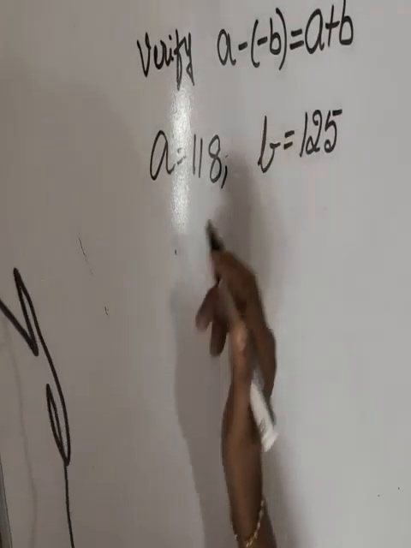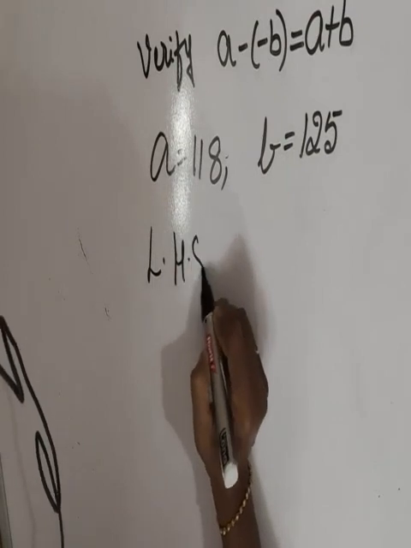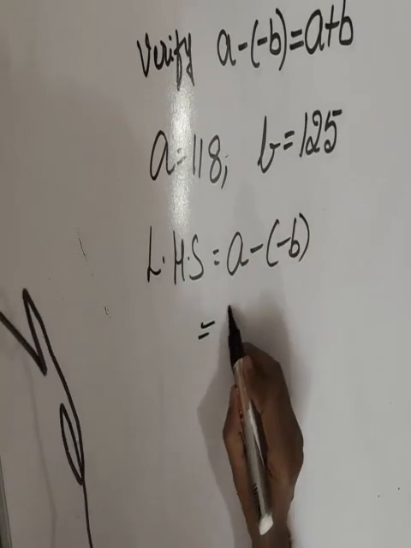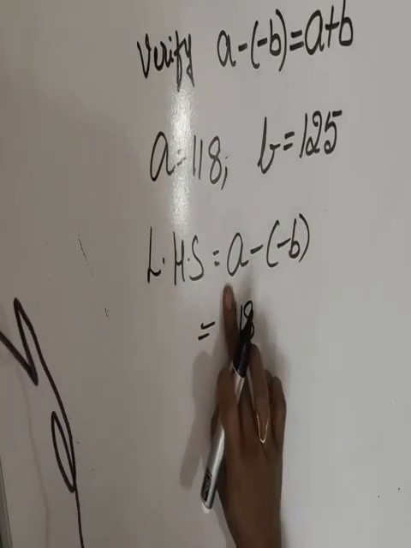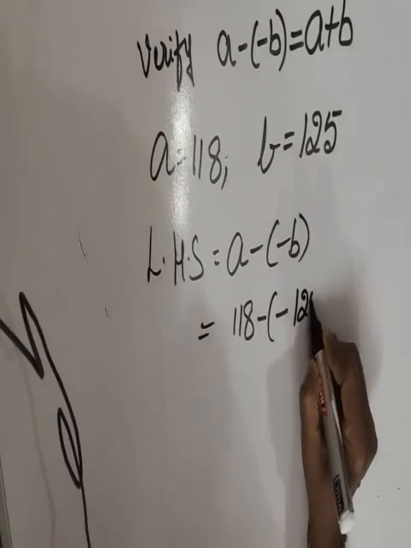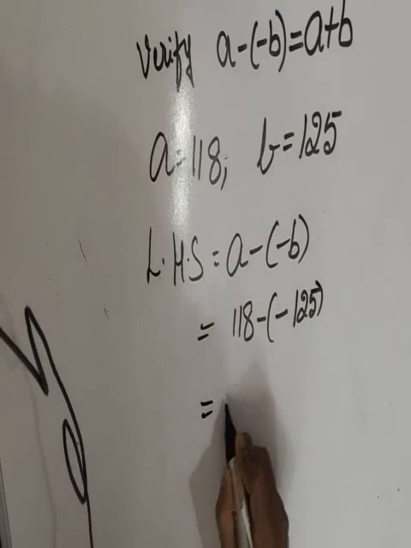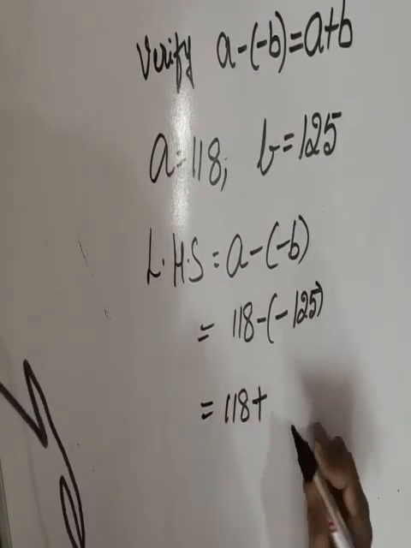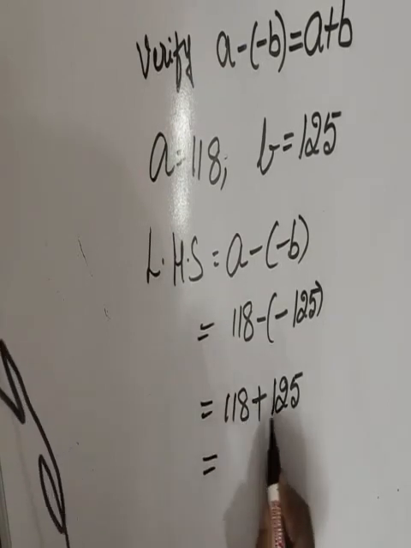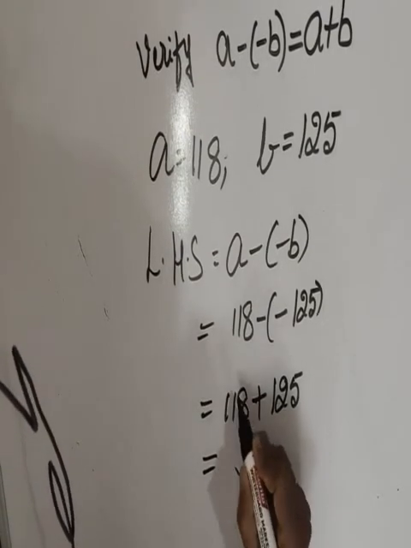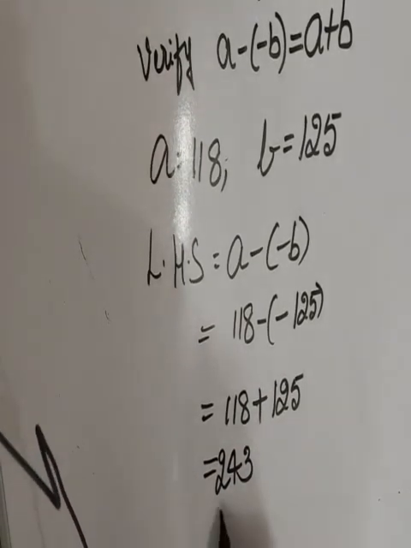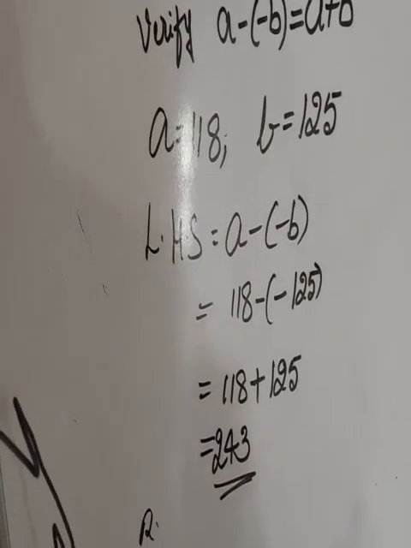The condition is the same. Once again I will take LHS: a minus of minus b. So 118 minus of minus 125. 118 minus minus is plus 125. What's the answer we are getting? 5 plus 8 is 13. 2 plus 2 is 4. 1 plus 1 is 2. Next I'll go for the RHS.